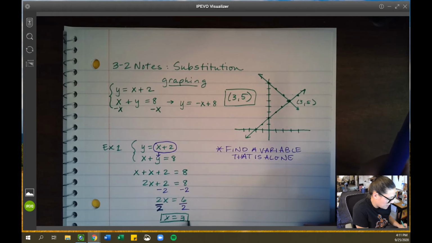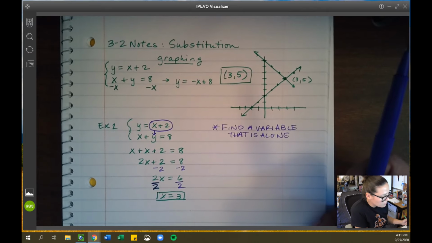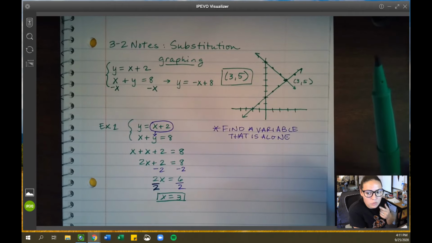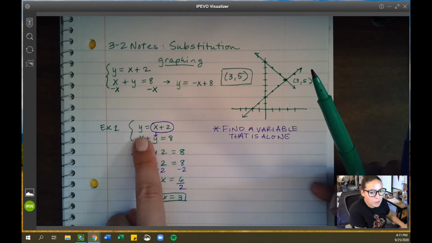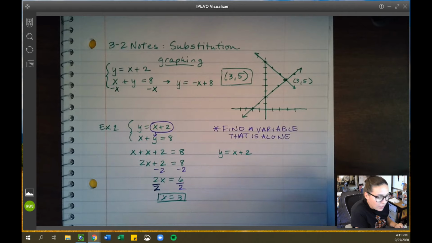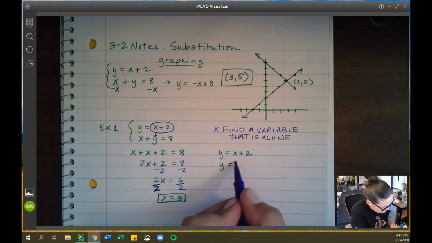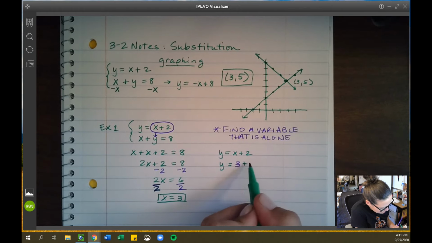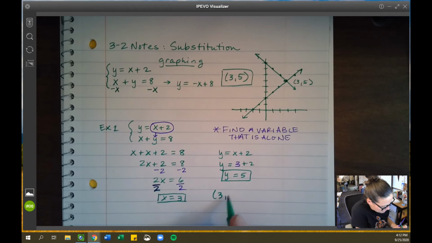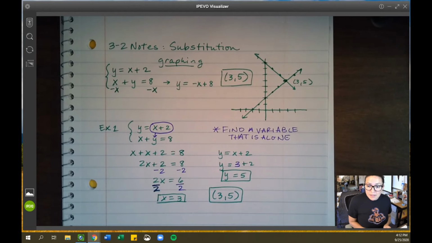Now, we're not done because we need to know what y is. We only know what x is in this case. So I'm going to go back to one of my original equations. It doesn't matter which one. I'm going to choose this one, this top one. I know that y is equal to x plus 2. But now I know that x is equal to 3. So guess what? Y equals 5. And we get 3 comma 5, just like we did when we did it with the graphing method.